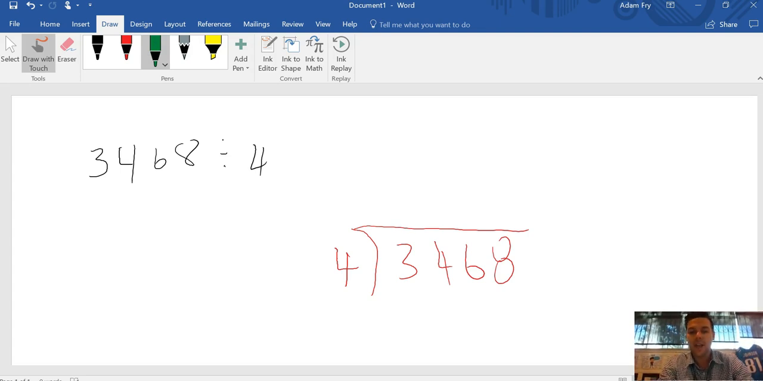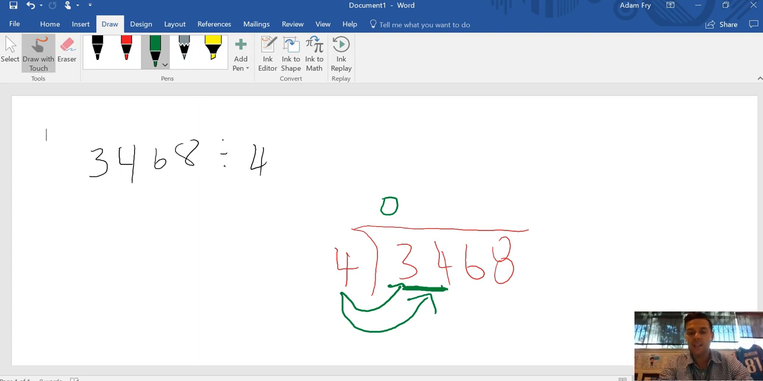So what's the first thing we need to ask ourselves? How many times does 4 go into 3? Well, that can't be done. So we can either put a 0 there if we would like, or we can just leave it blank. Let's just put a 0 there for this instance. If we can't do that, as we said before, these numbers now come together to create 34. So our next question is, how many times does 4 go into 34?